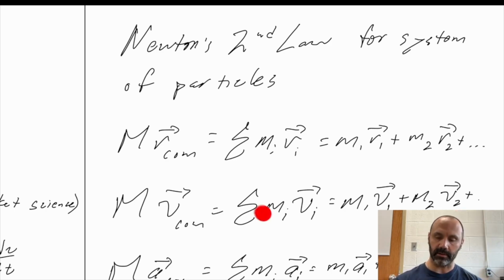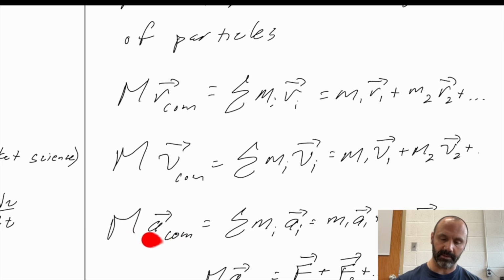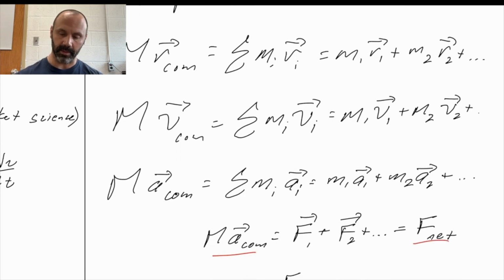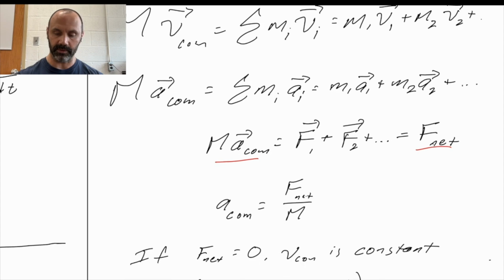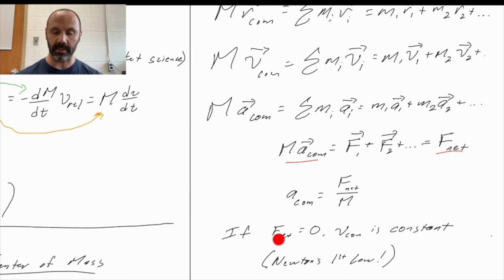And then you just take the sum of all the momenta, and then the mass times acceleration. So the net force is, again, you just find the mass times acceleration of all of the individual particles and add them together. What you end up with is that ma equals F net. And again, that's just Newton's second law. And then if F net is constant, or F net is zero, then the velocity of the center of mass is constant. And that's just Newton's first law.